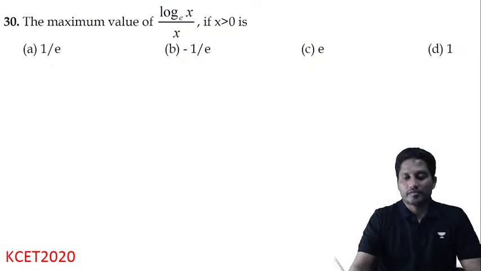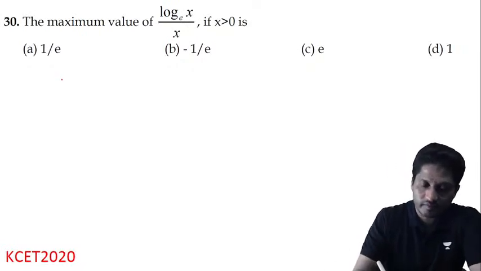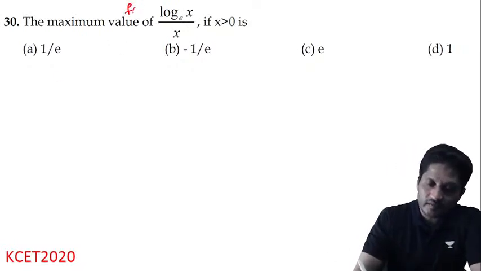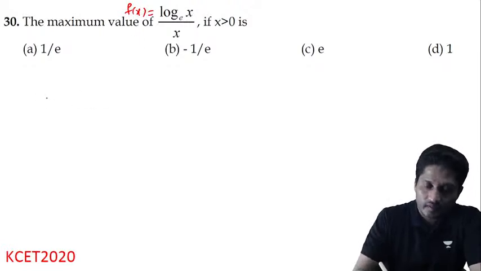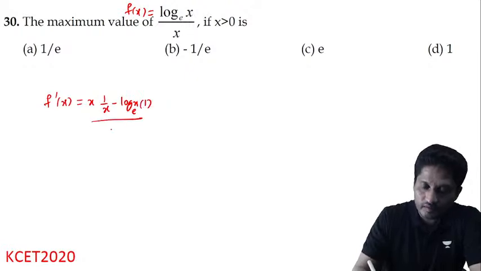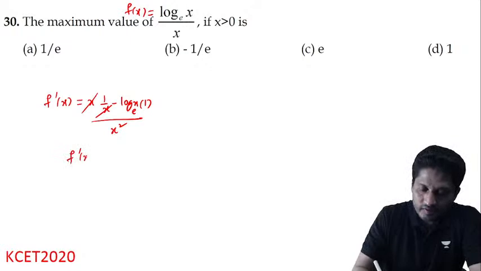The maximum value of this function, let us use maxima minima. I'll take this as f of x. F dash of x is equal to denominator into differentiation of numerator minus numerator into differentiation of denominator, by denominator the whole square, which is x square. F dash of x is equal to 0, so 1 minus log x divided by x square is equal to 0.